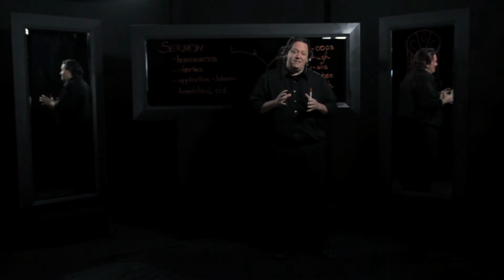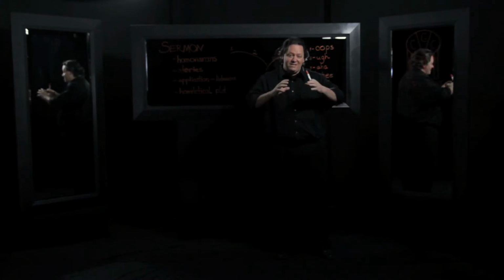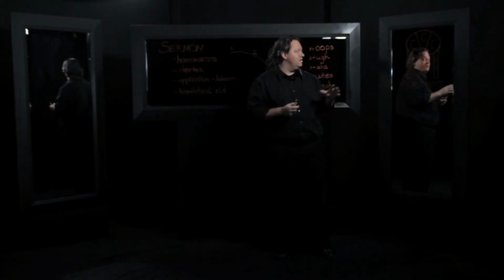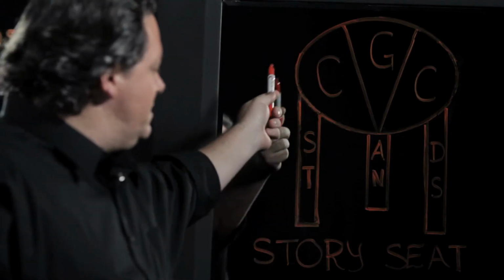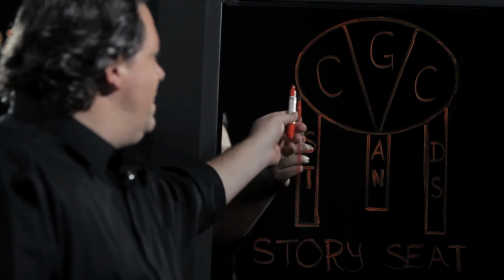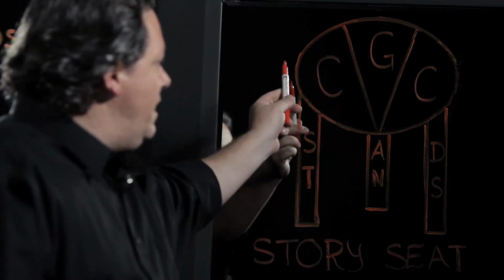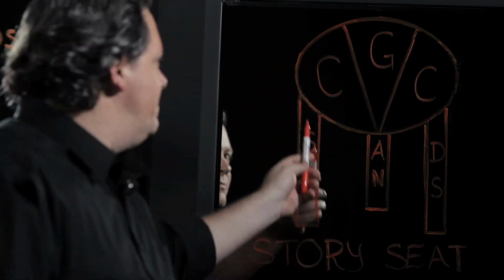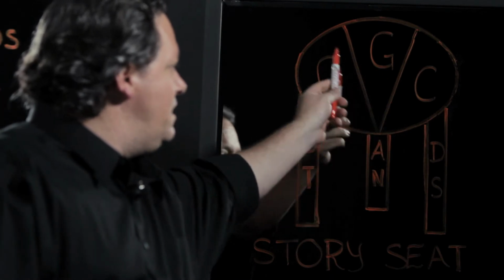In order to help myself remember how to tell a story and what a story is, I've created a little memory device that just helps it stay in my head. I call it the story seat. The circle at the top is what you have in every story. There's the C, G, C, V.